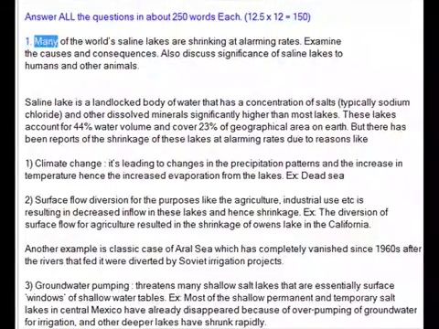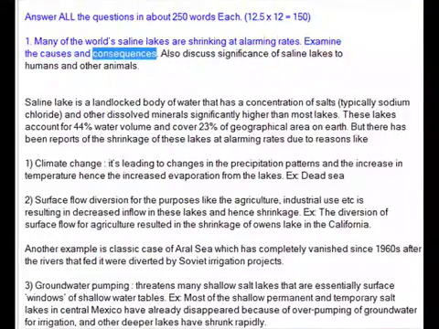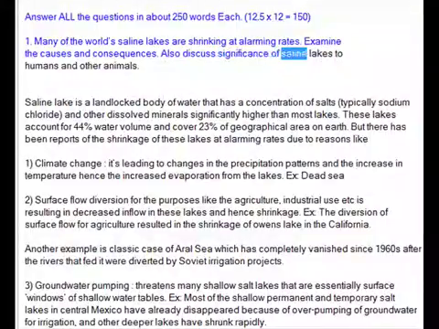1. Many of the world's saline lakes are shrinking at alarming rates. Examine the causes and consequences. Also discuss the significance of saline lakes to humans and other animals.